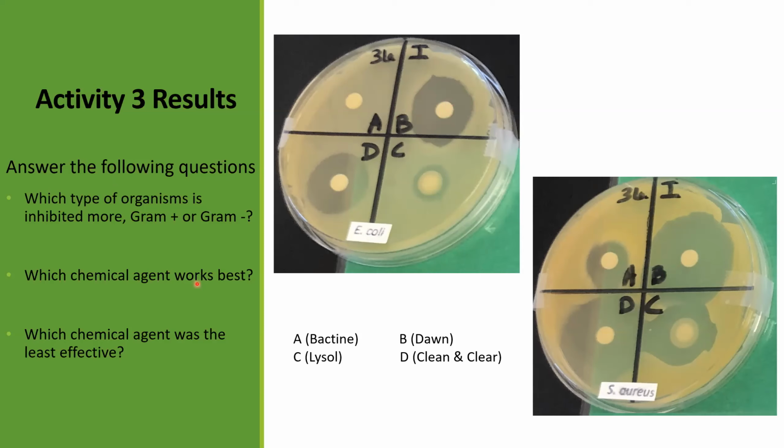So which chemical agent worked the best? In my opinion, B and D seem to work pretty well here, and B and D seem to work the best over here as well. Which chemical agent was the least effective? Overall, it seems like A was the least effective in both plates. And this cloudy area is where the bacteria is. This clear area is where the bacteria is dying. So it's this antibacterial household cleaning item that is killing the bacteria there.